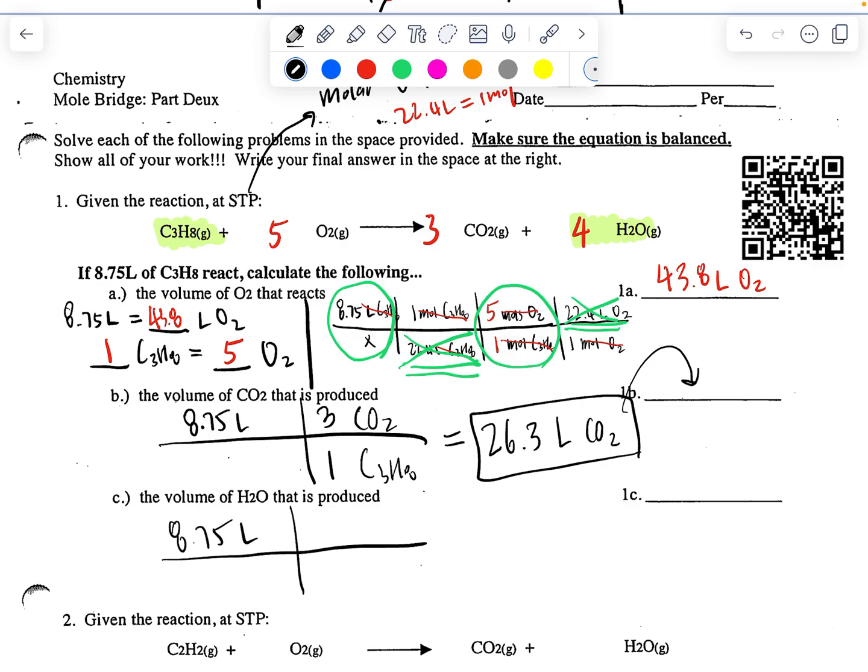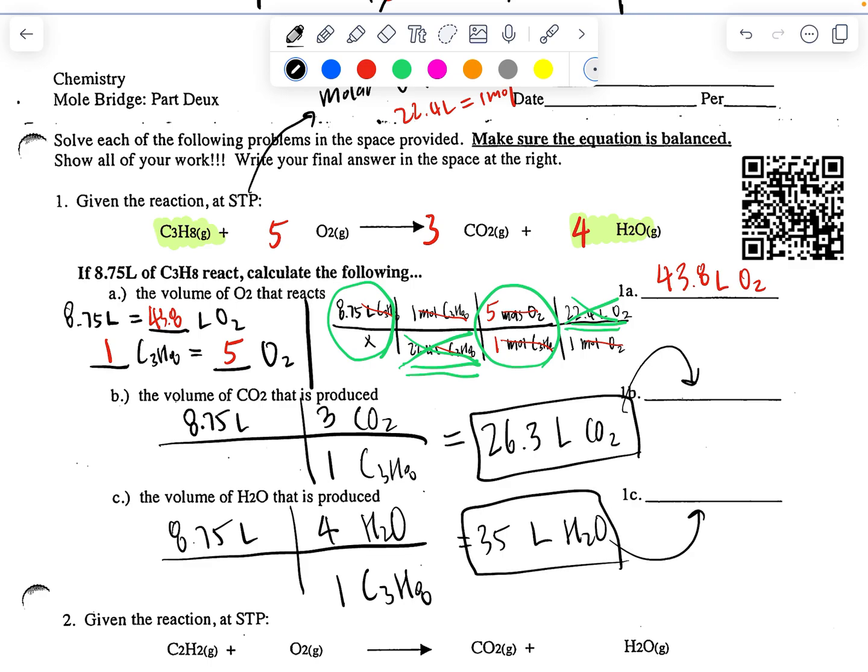So to set this up, 8.75 liters of C3H8 and 4 water. Okay? So to multiply that, 8.75 times 4 is 35, exact. Okay, 35 liters of water. And that's it. Okay, so if you take parts B and C and work it out the long way, you should get the same answers.